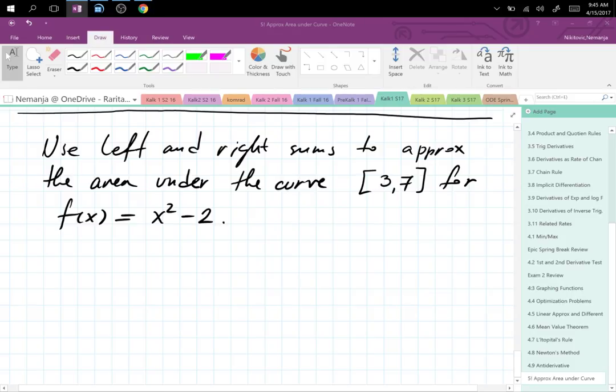There are functions that you can't integrate. You can differentiate anything and everything. You can differentiate, but you can't integrate. That's right.